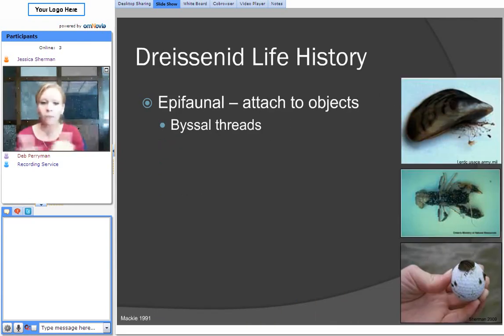Now, I'll give you a little bit of the life history and how the zebra mussels got established. So zebra mussels are called an epifaunal creature, which means that they attach to objects. And in that top right picture, you can see those little hairs that are coming out of the bottom of it. Those are called byssal threads. And they are a proteinaceous appendage of the mussel, and they're very sticky, and they allow them to attach to surfaces. Now this is the bottom of the boat, this can be rocks, this can be other animals. Like you see in that middle picture, those are zebra mussels attached to a crayfish. Okay.